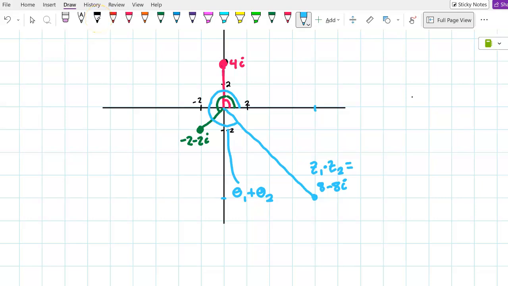And then let's look at the radius, which we previously said was 8 root 2. Well, this radius was 4, and this radius was 2 root 2. Hey, 8 root 2 is the same as 4 times 2 root 2. So that's the key thing that happens when you multiply complex numbers. You end up adding the angles and multiplying the radii.